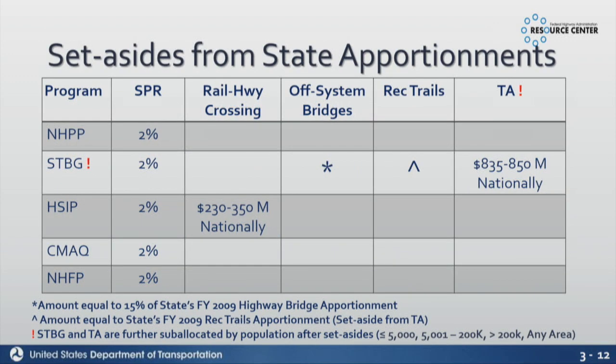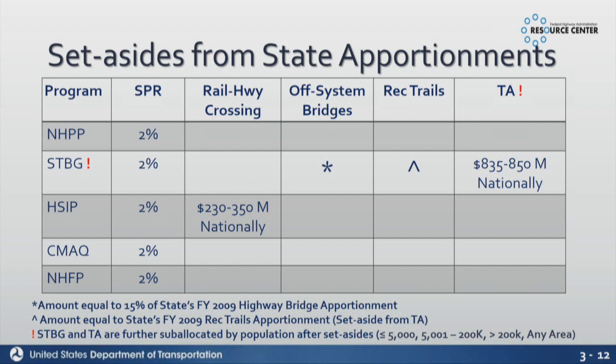All right, this is a fun table. We were talking about the set-asides, the SPR funds. Where do they come from? And the answer to that is all of your apportioned funds have a set-aside on it, 2% for SPR, for your state planning and research funds.